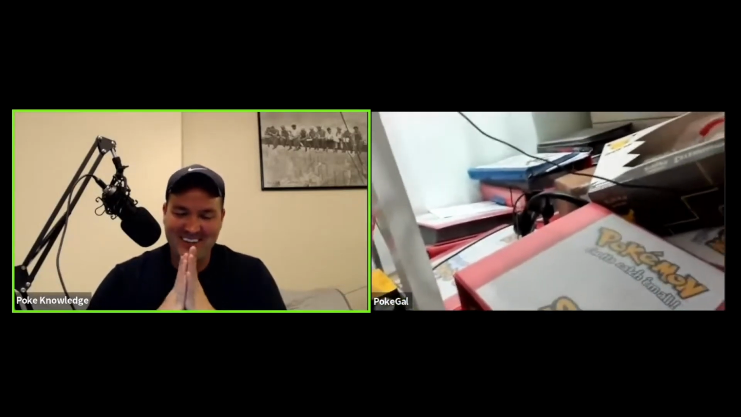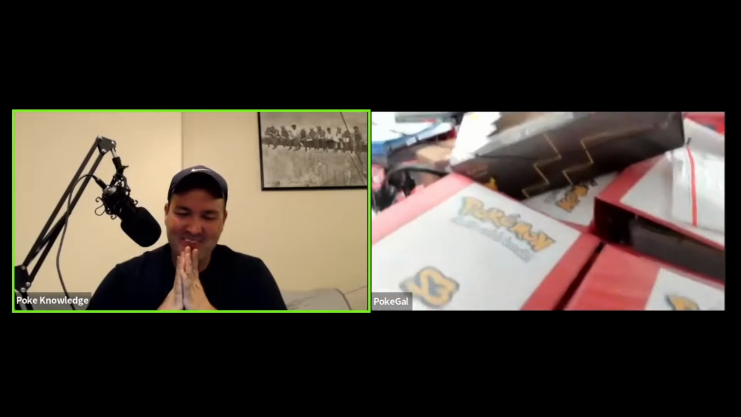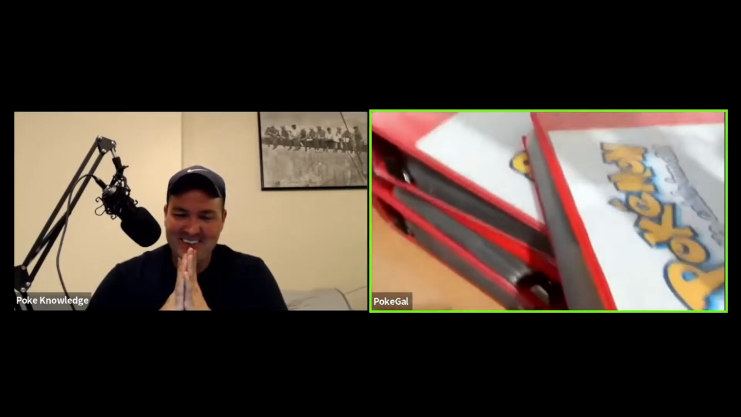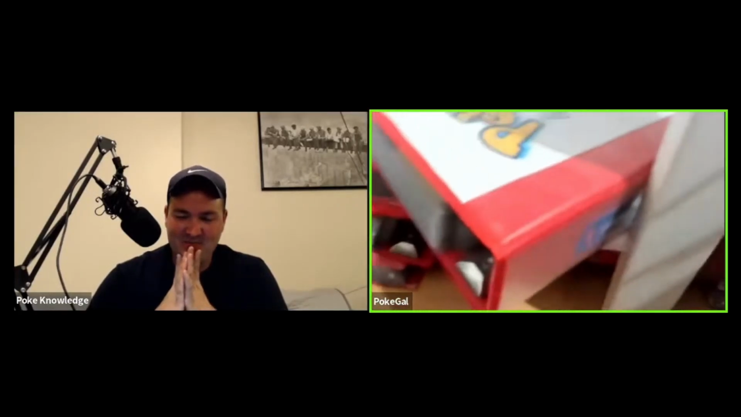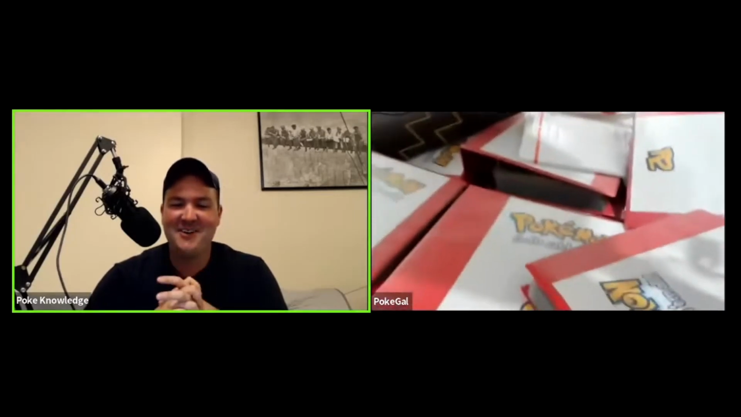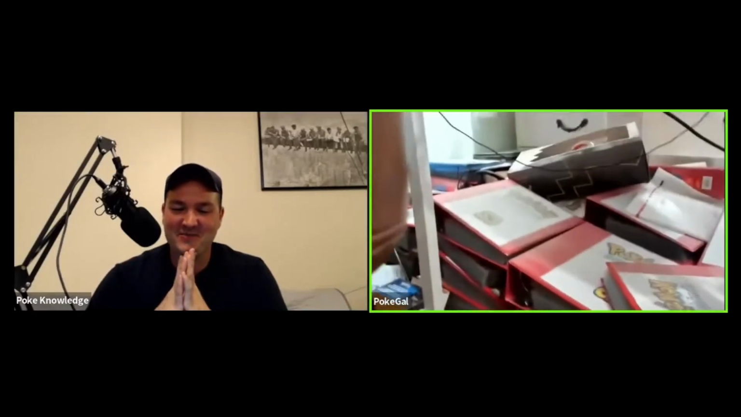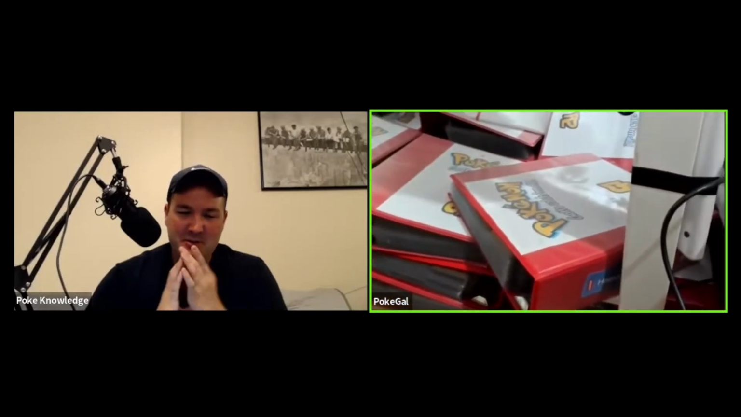These are binders and binders of just cards. That's just sitting under your desk every time you're talking? It's just sitting on my desk, just like that. Just binders and binders. How do you have the binders labeled? What does it say on the front of one of them?